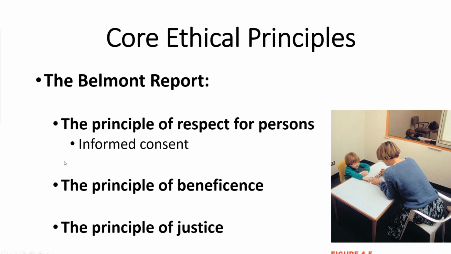So the first of these is respect for persons. Then we're going to talk about the principle of beneficence, and then the principle of justice. So starting at the top with our respect for persons, the first major component here is informed consent. And we already kind of touched on this, but this is the idea that research participants should be free to decide for themselves whether they would like to participate in the study. They have to be informed about the risks and benefits of the research, and then they have to consent to the study after knowing all of the facts.